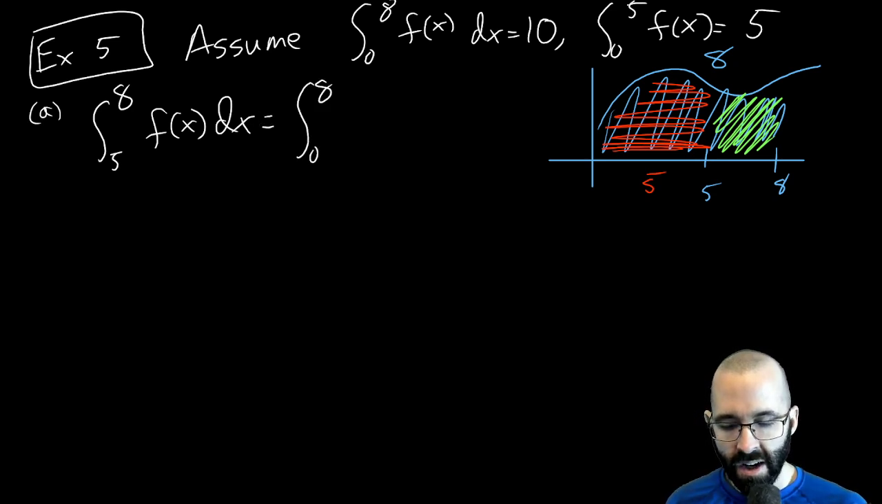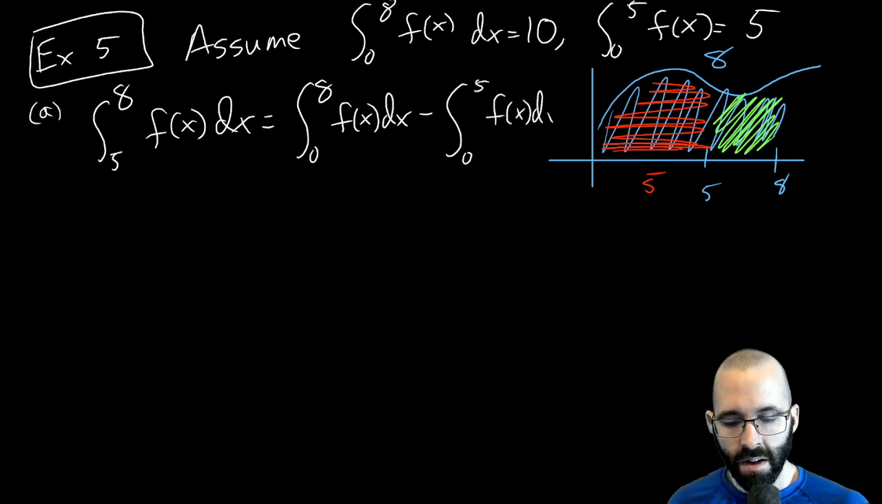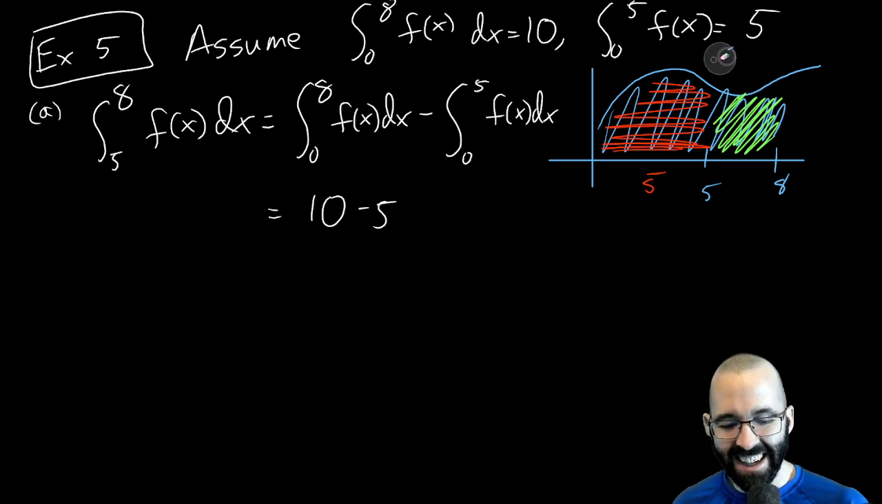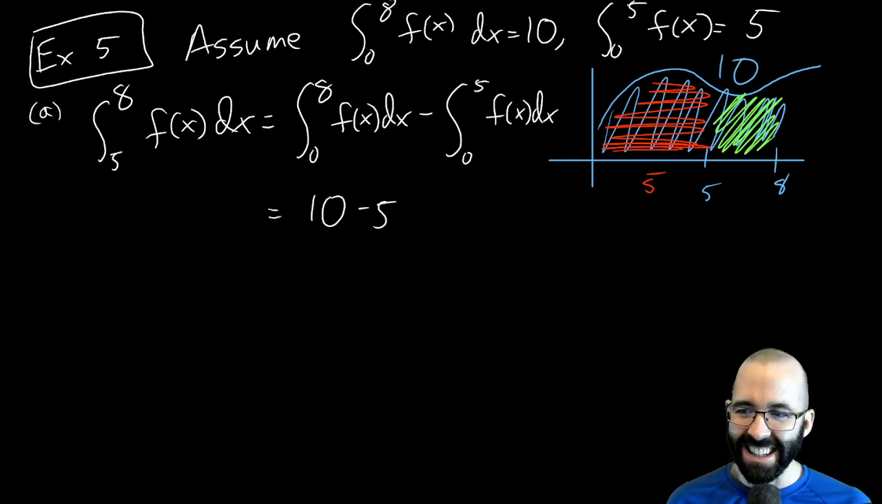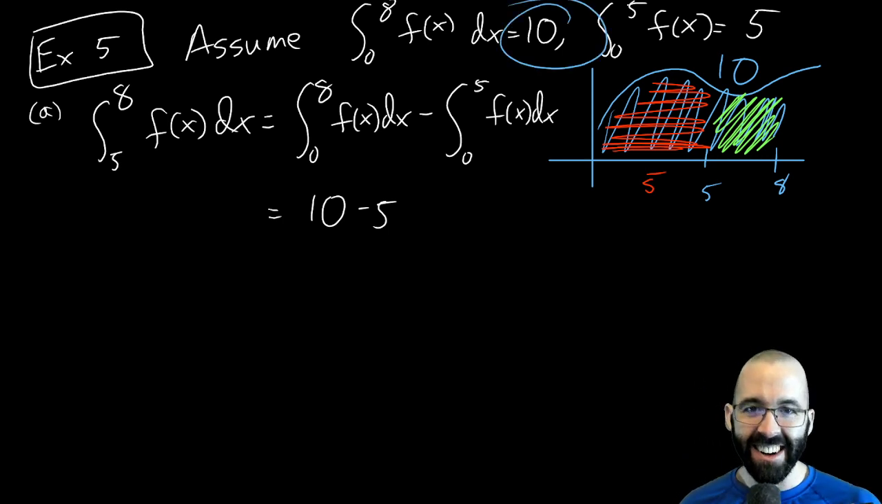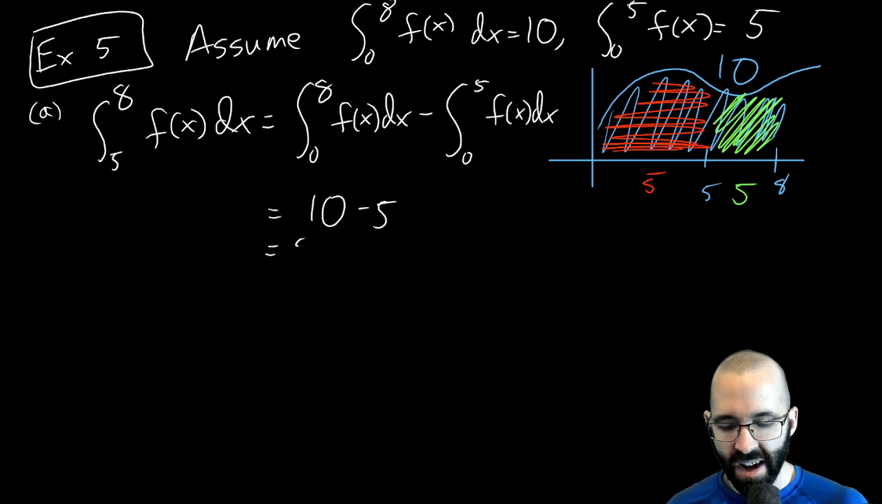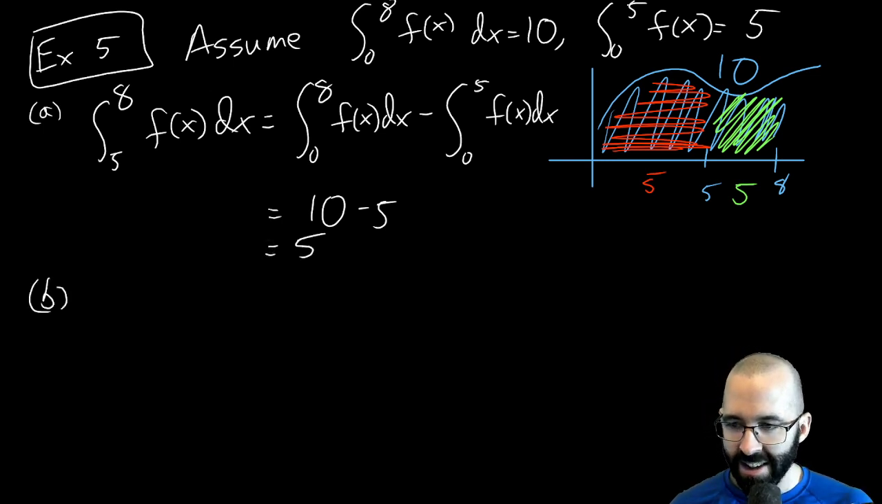All right, that's going to be the total area minus the first part. And that's just 10. Wait, it's not 8. It's not 8, guys. It's 10. I made such a big point about how easy this is, and then I got it wrong. It's 10. All right. So 10 minus 5 is 5. Great. Let's move on before I feel dumb.